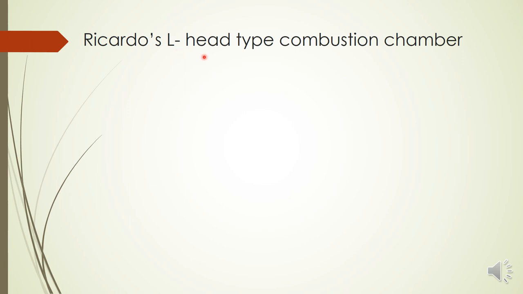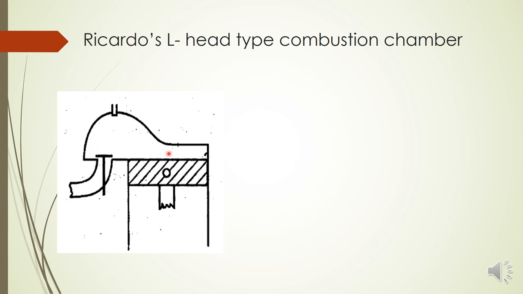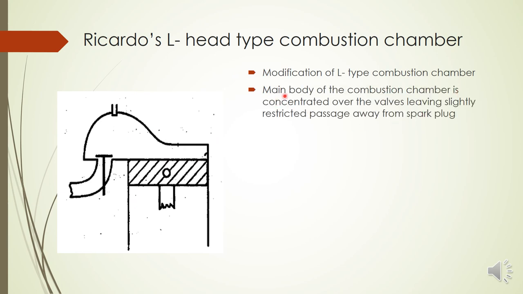A scientist known as Ricardo slightly modified this L-type combustion chamber. So we will see what his L-type is compared to the conventional L-head type. You can see here, this is a figure of Ricardo's L-type combustion chamber. Instead of sharp corners, this combustion chamber is made of a smooth curved surface. What will be the advantage of this? Also you can see more area is concentrated near the spark plug, and away from the spark plug is only a narrow region. So it's a modification of the L-head type combustion chamber. And this is the main difference.